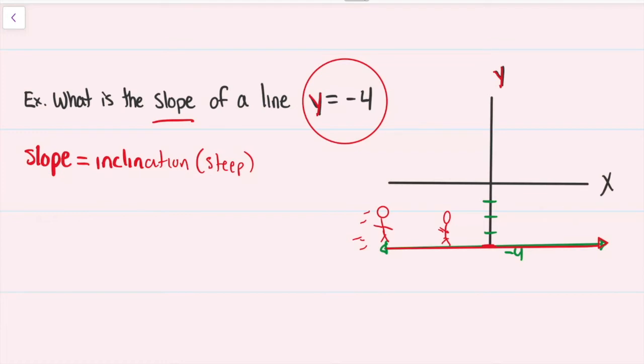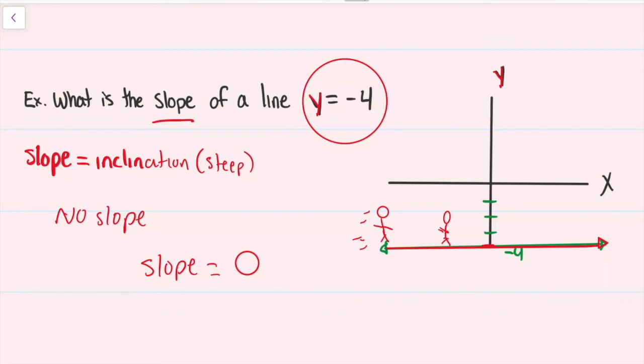So since there is no inclination, you could say there's also no slope. So my slope is, if there's no slope, we call that 0. So my slope is 0 in this case.